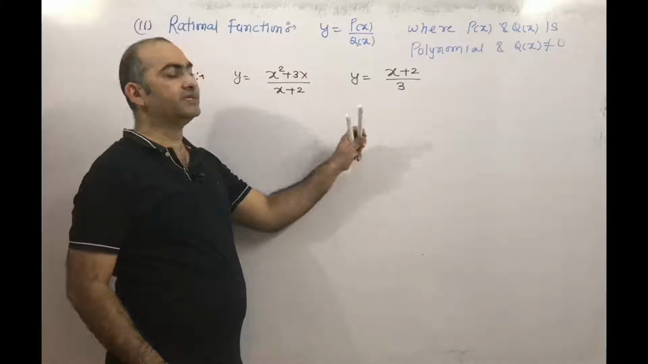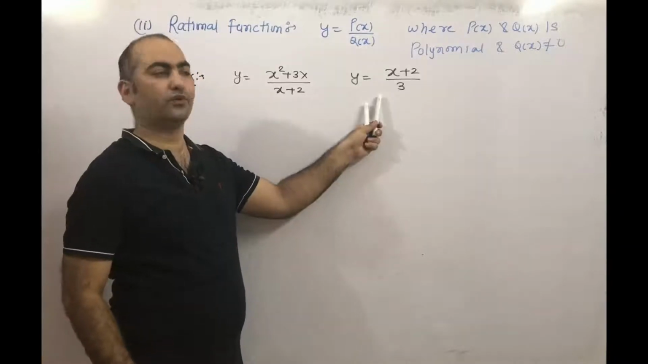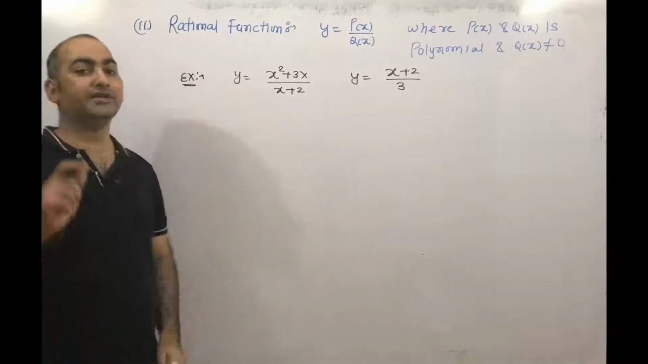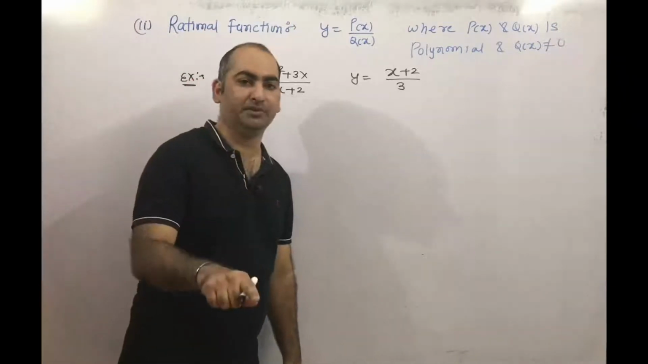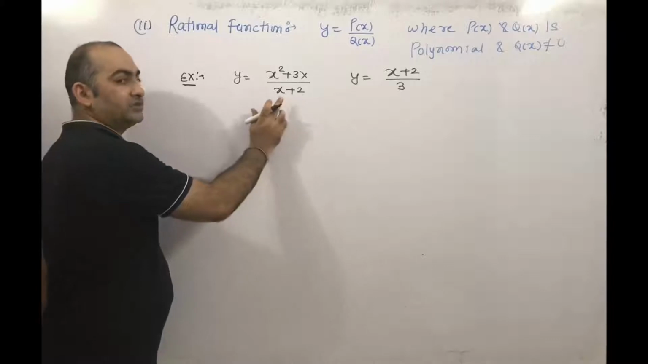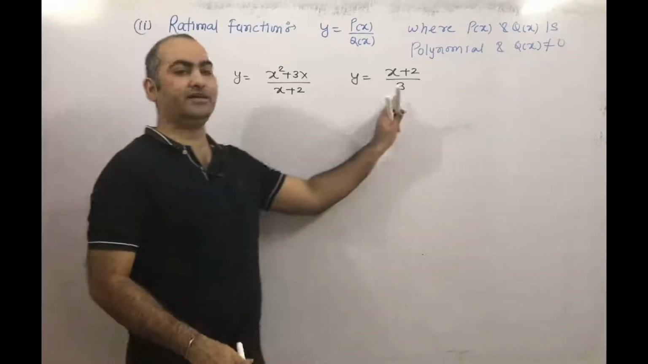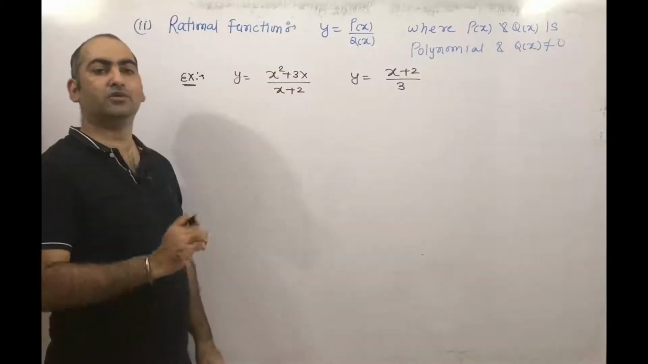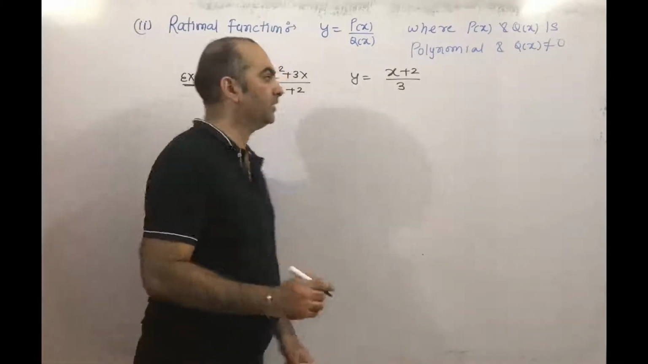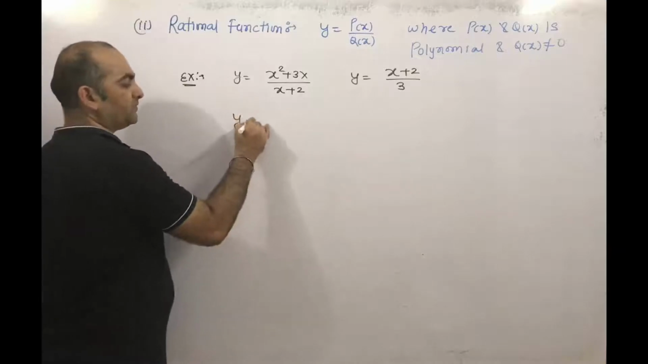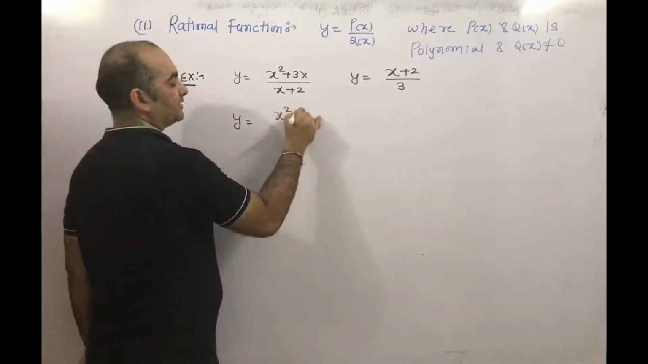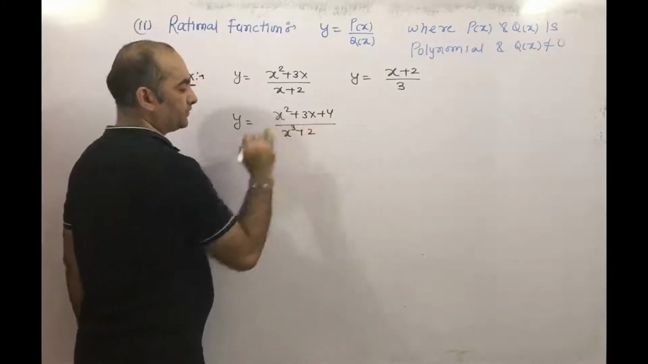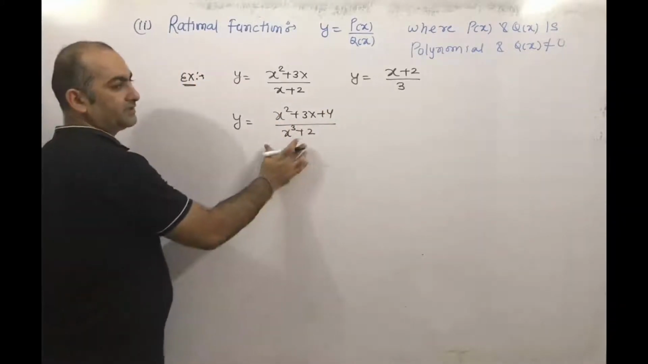And this is also a polynomial. So from here we can say that all polynomials are rational functions, but all rational functions are not polynomials, because this is a rational function but it is not a polynomial, and this is a rational function as well as a polynomial. So all polynomials are rational functions, but not all rational functions are polynomials. One more example: y equal to x square plus 3x plus 4 divided by x cube plus 2 is a rational function.